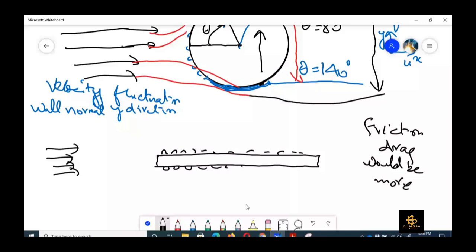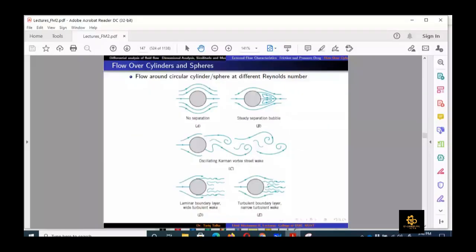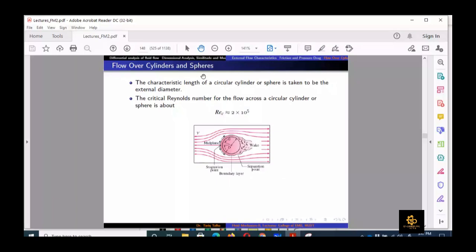Now I am going to go through the slides which I have just explained. So the characteristic length of the circular cylinder is the external diameter, and as I have mentioned earlier, the critical Reynolds number is 2 into 10 to the power 5. But as I have also explained, if we make it rough, then the critical Reynolds number can become 40,000, 50,000, depending upon the degree of roughness, right? So if you make it more and more rough, the flow in the boundary layer region would be more turbulent.